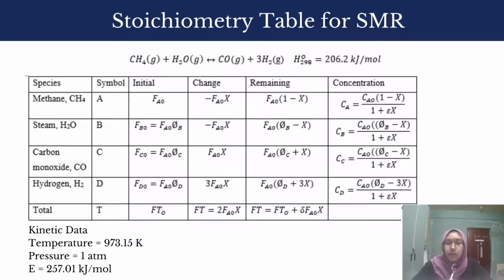A stoichiometry table for 1 mole of methane and 1 mole of water producing 1 mole of carbon monoxide and 3 moles of hydrogen gas is developed as shown. All the kinetic data are obtained from reference, and the values used are a pressure of 1 atm, an activation energy of 257.001 kJ per mole, and a temperature of 973.15 Kelvin.